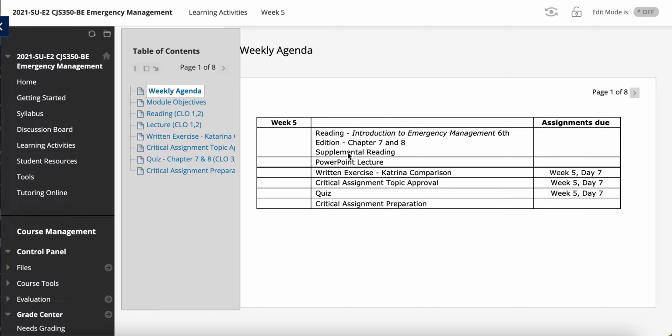So for this week, we are going to jump into Chapter 7 and Chapter 8 of our reading. There are some PowerPoint lectures that associate with those, and then we have a written assignment, our critical assignment, a topic approval, and our quiz. So let's break down each one of those.